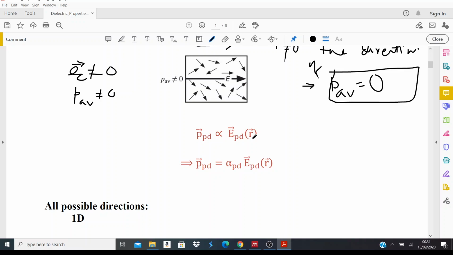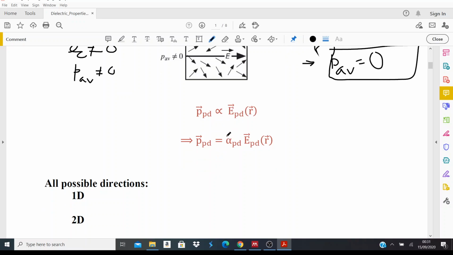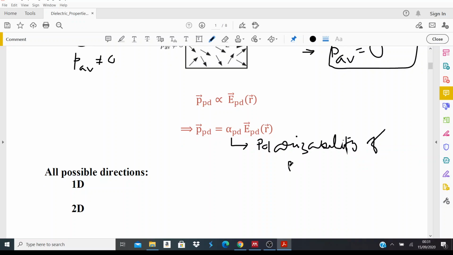The stronger the electric field, the more the dipole moments will align themselves in the presence of the electric field. So that's why there is a proportionality. And the proportionality constant here is also known as the polarizability of the permanent dipole moments. That's why I put alpha PD. So this is nothing but the polarizability of permanent dipoles.